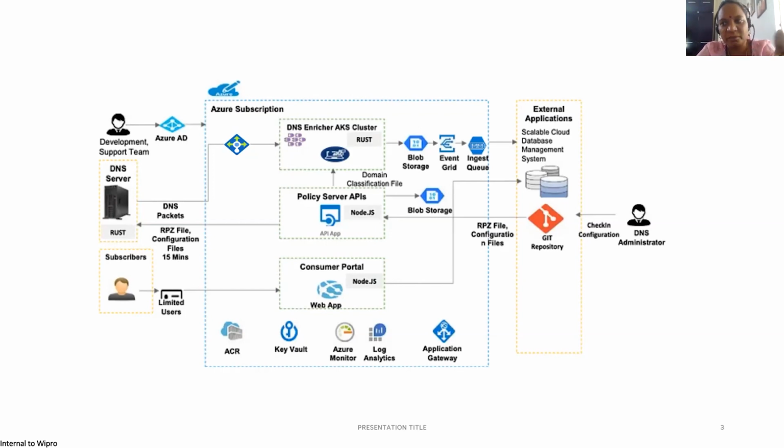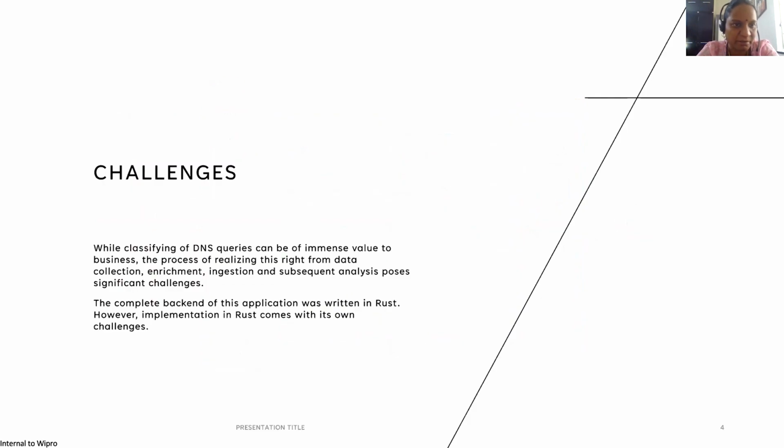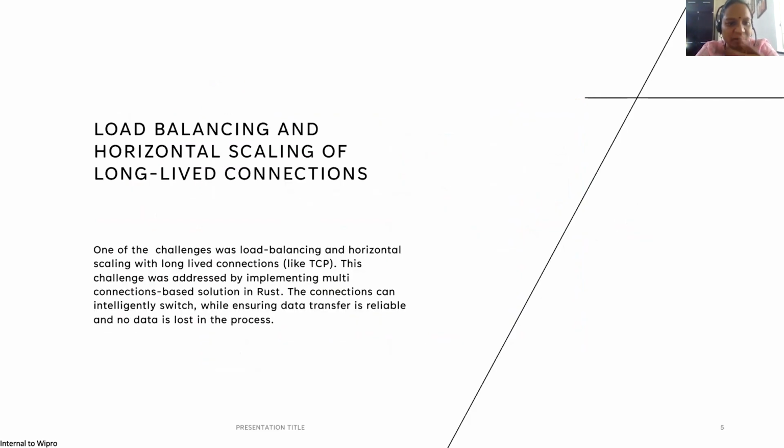Technically the load balancer is supposed to distribute traffic based on the load. The connection is supposed to go to different enricher instances at different points of time. But because it was a TCP connection, that was not possible, since it was a persistent connection. The load balancer cannot break the connection, and thereby it was not possible to distribute the load. So to do that, we had to implement a multi-connection based solution in Rust, by which the connections were able to intelligently switch.